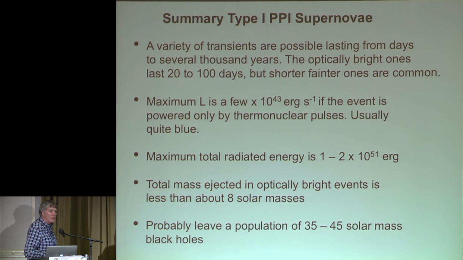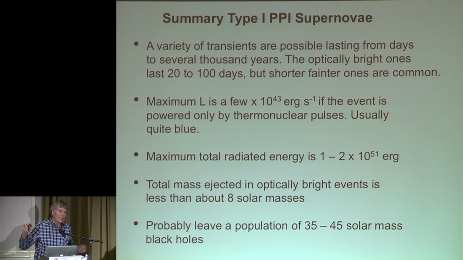Maximum radiated energy, only half of the total pulsation energy can be radiated. It's never going to run into a mass much bigger than itself, and that gives you efficiency of a half. And so 1 to 2 times 10 to the 51 ergs of light. Total ejected mass, typically less than 10 solar masses. Probably leave a population of 35 to 45. So not only is there a hole from 52 to 133, there's a pileup between 35 and 52.